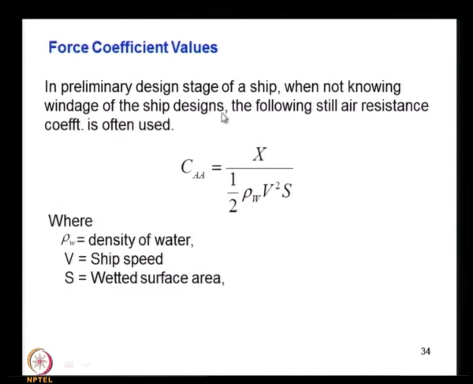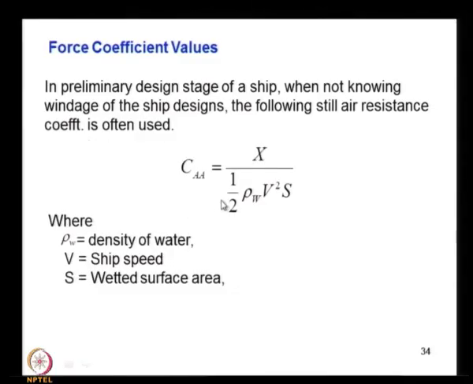So, here, at the preliminary design stage of a ship, you do not know the windage of the ship, because in the preliminary stages you do not know the superstructure, the exact shape and form. You do not have an idea about the actual superstructure size, shape and orientation. So, what you do is go by some standard empirical relations, which again were observed through studies.